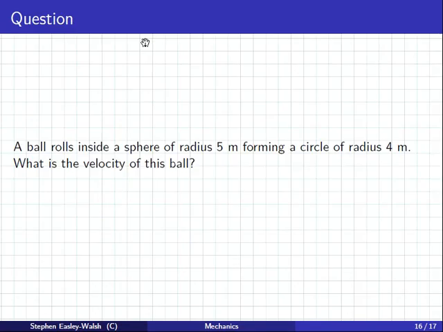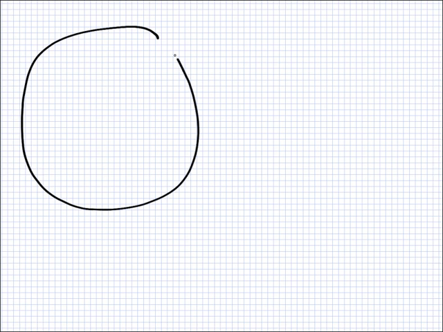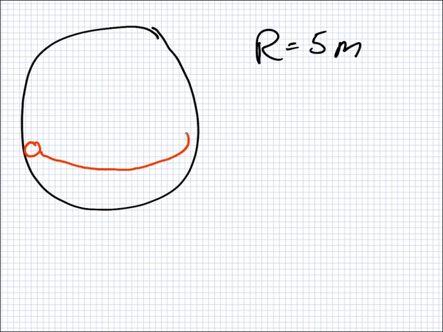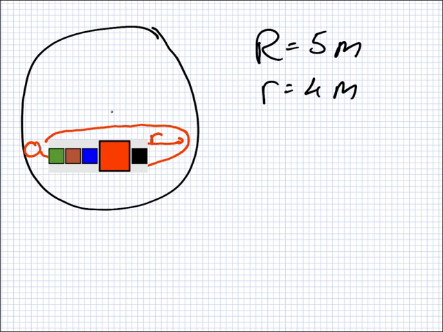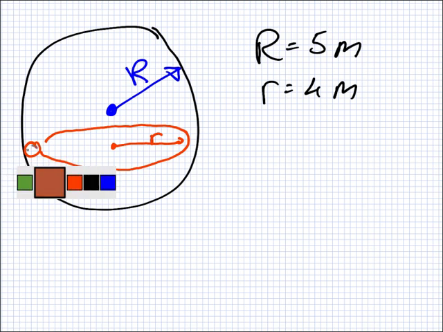A ball rolls inside a sphere of radius 5 meters. And it's hard to draw this in 3 dimensions, but it's rolling inside. Okay, and this radius here, that's 4 meters. Now, the center of the big sphere would be somewhere like here, and that is radius 5 meters. Can you picture what's happening here?